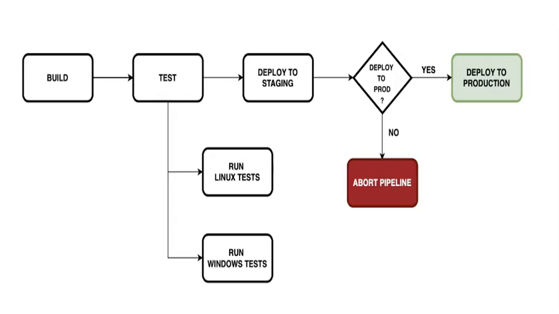In this video, I will demonstrate how to create and configure a pipeline job. For our pipeline job, we'll add a build stage, and this is where the source code is built and an artifact is generated. Next, we'll add two parallel test stages, one on Linux platform and one on Windows platform. Once the tests are successful, we'll deploy the artifacts to staging environment. If everything looks good, then we'll go ahead and deploy to production environment.